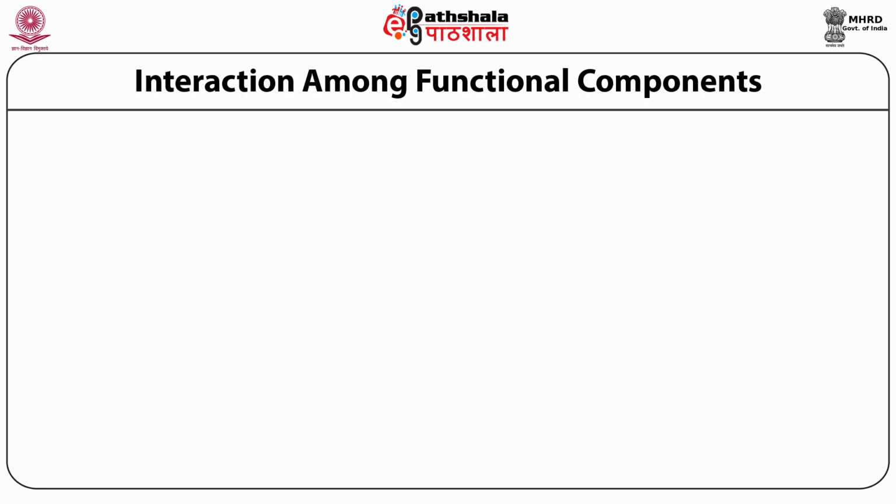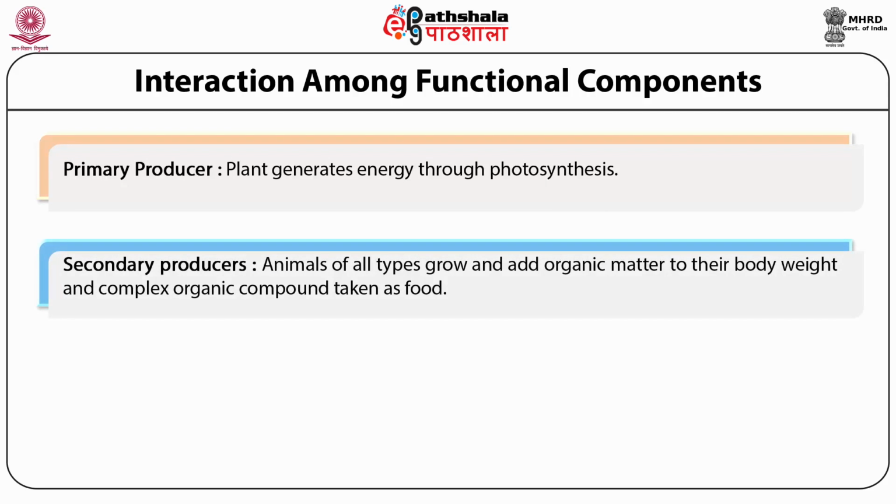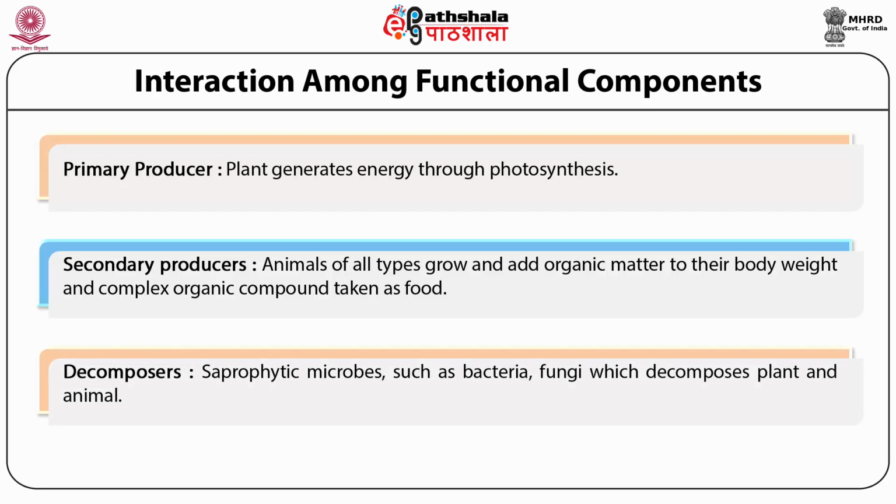Generally the primary producer, that is the plant, generates energy through photosynthesis, and secondary producers, which are animals of all types, grow and add organic matter to their body weight and take complex organic compounds as food. Decomposers are saprophytic microbes such as bacteria and fungi, which decompose plants and animals. Generally these decomposers eat decayed animal or plant material, which is their main source of food.